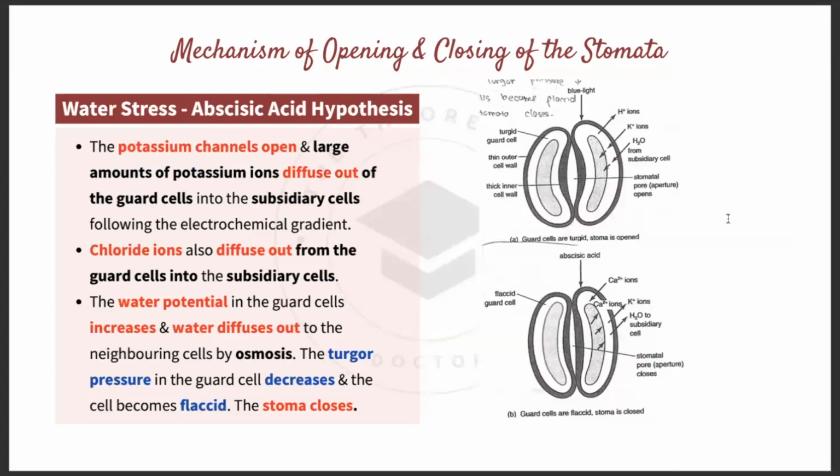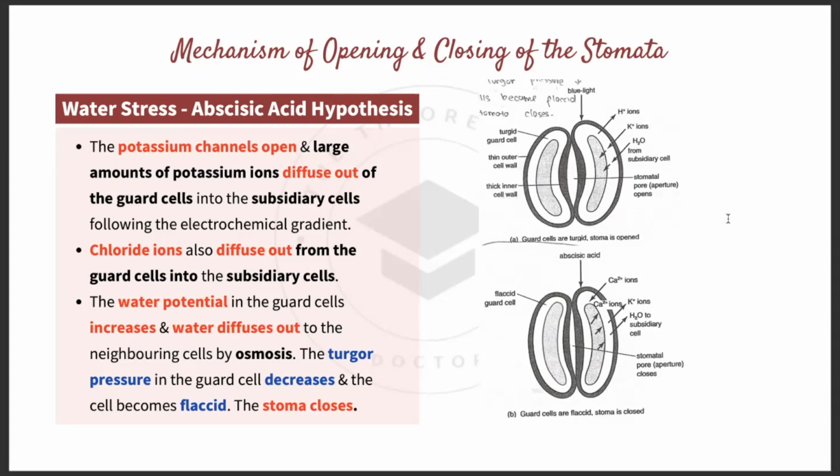What happens next? The potassium channels will then open, and large amounts of potassium ions diffuse out of the guard cells into the subsidiary cells. Because the hydrogen ions are at home, they're not being pumped out actively. So what's the point of the potassium being inside? They're like, yeah, well, okay, the owner's home, I'm going to leave now. So the chloride ions will also diffuse out. They're like, oh, potassium's leaving, I'm leaving too. So chloride ions will also diffuse out from the guard cells into the subsidiary cells.